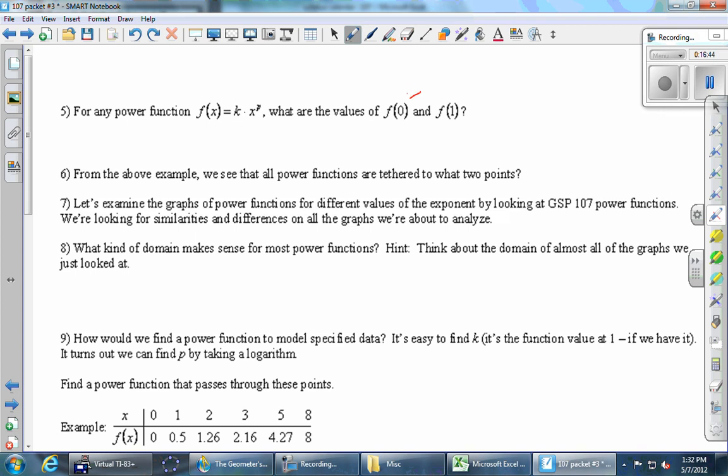Okay, so we actually did these already, but if you plug 0 in for x, what are you going to get? Definitely going to get 0. If you plug 1 in for x, you'll get k. And so we talked about these 2 points, (0, 0) and (1, k), all the time.